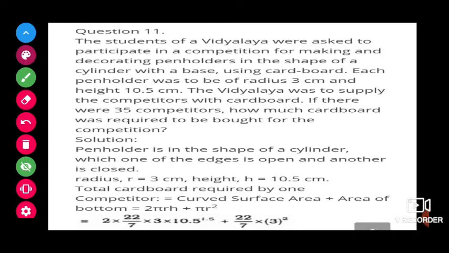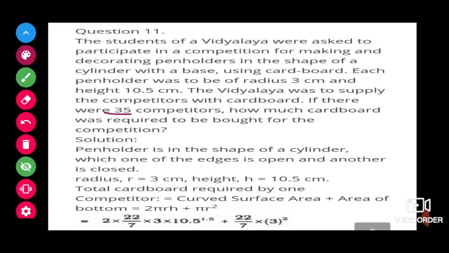Here they have to prepare one cylinder shaped pen holder. See, asking to participate in a competition making and decorating pen holders. For each pen holder, the radius should be 3 cm and height should be 10.5 cm. And if the Vidyalaya wants to send 35 competitors, then how much? First we will find how much it needs for one pen holder. What is the total surface area? Total surface area means it's not totally, children.